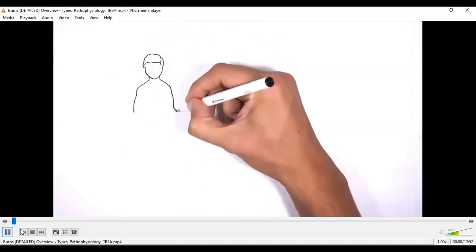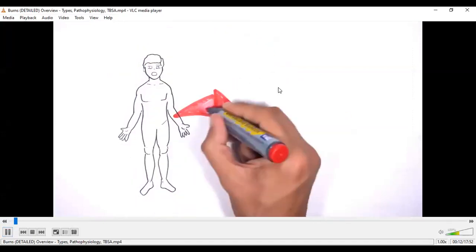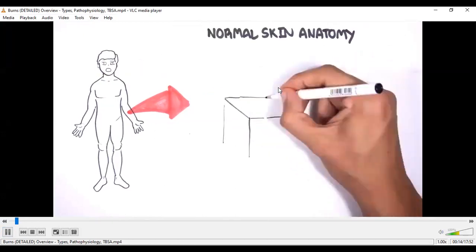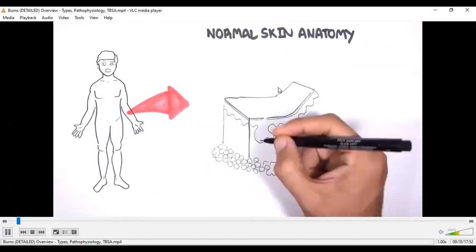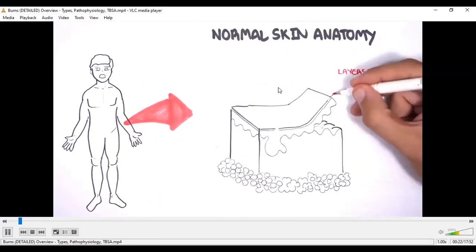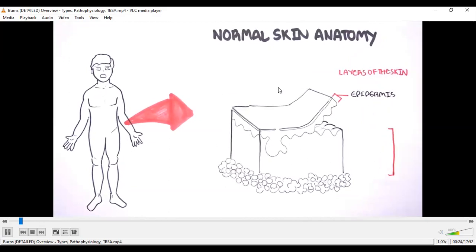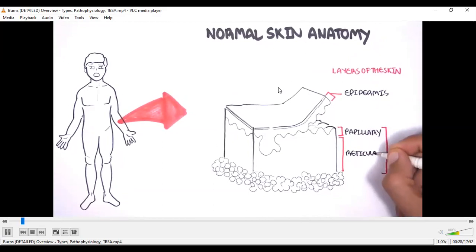So we're going to focus on the different types of burns, the most dangerous ones, as well as the pathophysiology as well. So let's begin by recapping the normal skin anatomy. So here's a section of our skin. We have three layers of the skin, obviously. The epidermis on the very top, the dermis, which is further divided into the papillary layer for your fingerprints, and then your reticular layer. Yes.